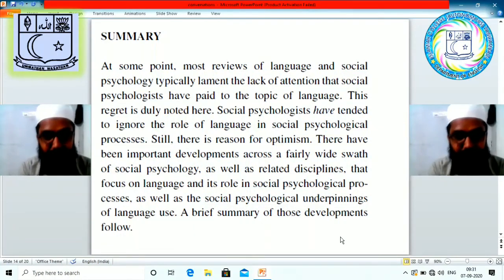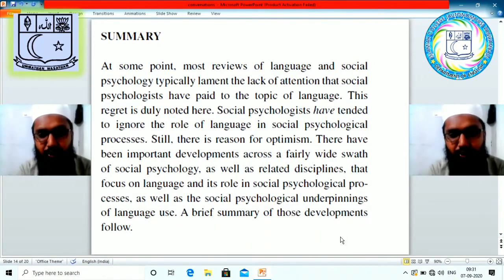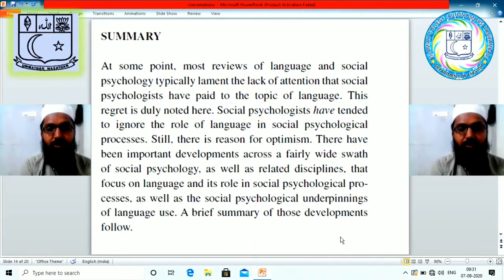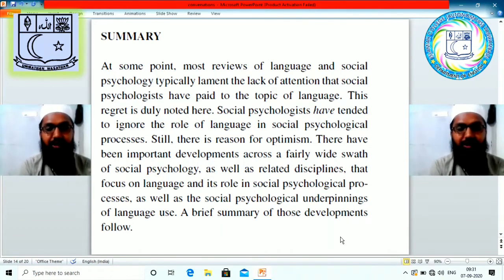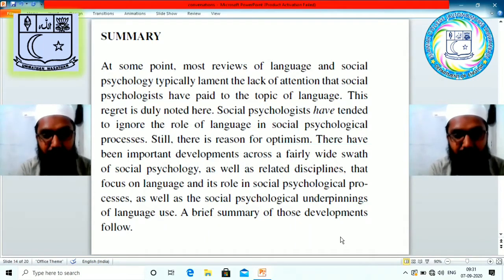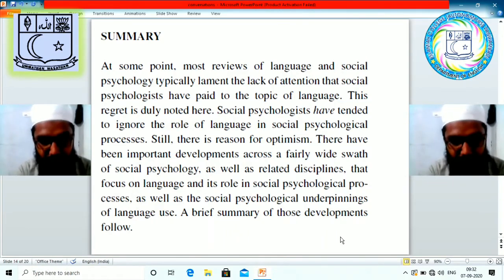Summary. At some point, most reviews of language and social psychology typically lament the lack of attention that social psychologists have paid to the topic of language. This regret is duly noted here. Social psychologists have tended to ignore the role of language in social psychological processes. Still, there is reason for optimism. There have been important developments across a fairly wide swath of social psychology as well as related disciplines that focus on language and its role in psychological processes, as well as the social psychological underpinnings of language use. A brief summary of those developments follows.